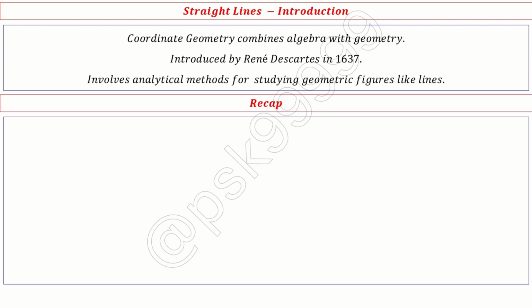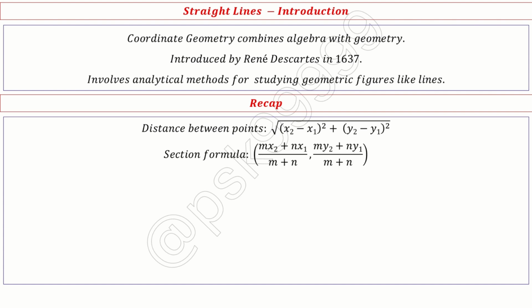So let's see what we know until class 9th and class 10th. Distance between 2 points is the square root of (x2 minus x1) whole square plus (y2 minus y1) whole square, where x1 y1 and x2 y2 are the 2 points. Section formula: if x1 y1 and x2 y2 are divided in the ratio m is to n, then the point is (mx2 plus nx1) divided by (m plus n), comma (my2 plus ny1) divided by (m plus n). Then the midpoint of the given 2 points is (x1 plus x2) by 2, comma (y1 plus y2) by 2.